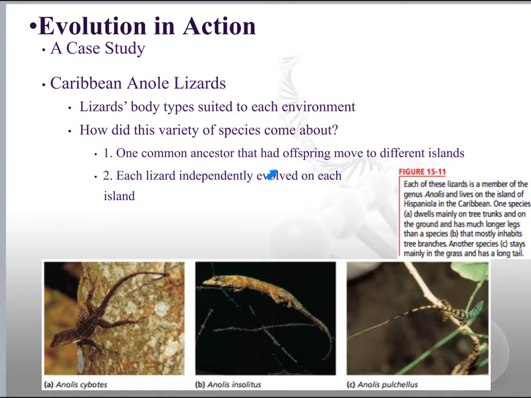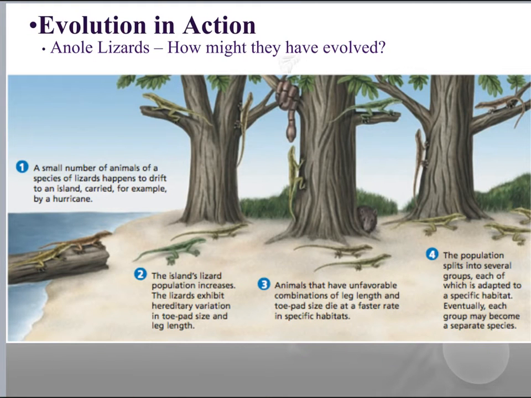Our hypothesis here is that one common ancestor that had offspring moved to different islands. Somehow they got from one island to another, even without fins or flippers or some way to swim there. And then secondly, each lizard independently evolved on each island. So whatever trait was best adapted to that environment, that's what stuck around, and that's how we ended up with these different species. So it changed from being variation to speciation when it actually became a new species.